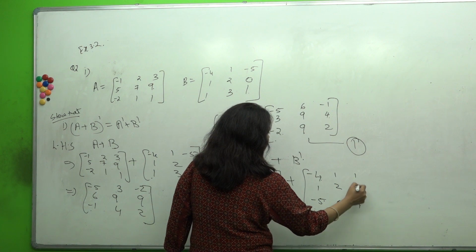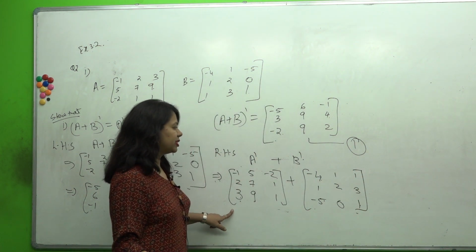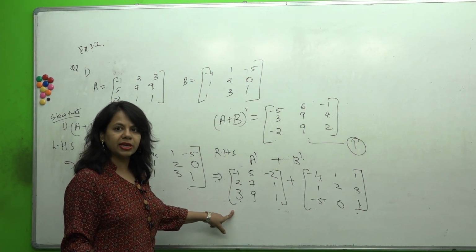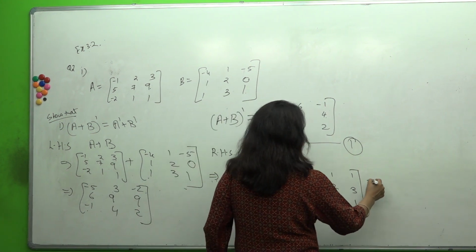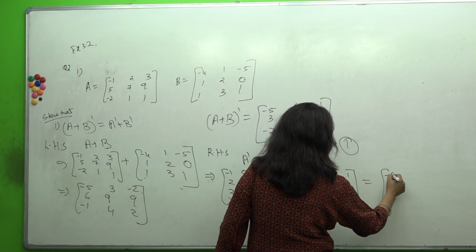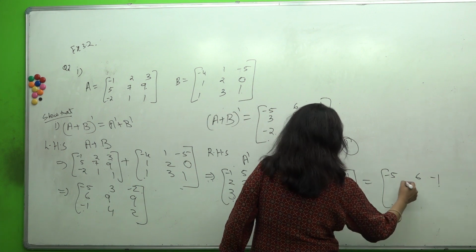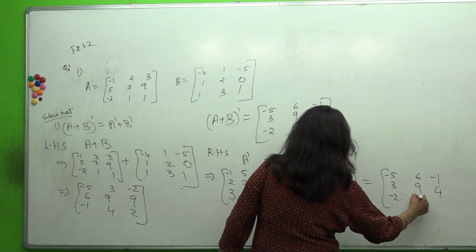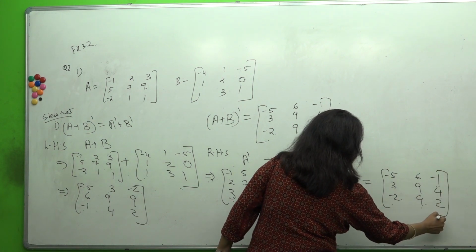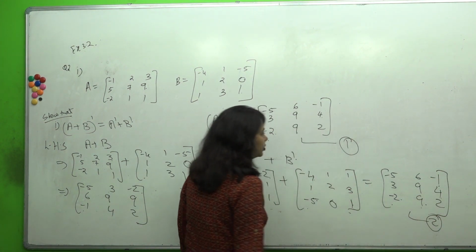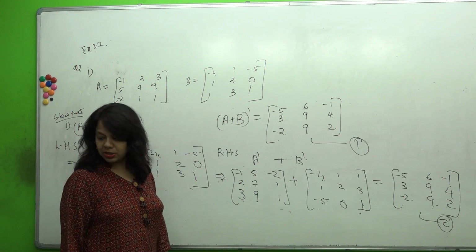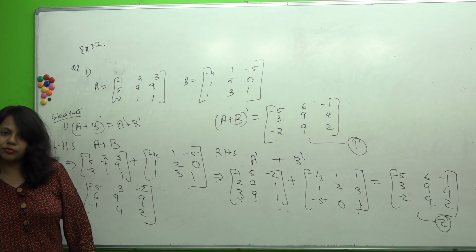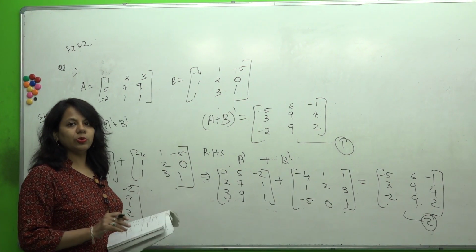1, 3 and 1. So now in the same way I perform my normal matrix addition that we have done earlier. So I get this as minus 5, 6, minus 1, 3, 9 and 4, minus 2, 9 and 2. So from 1 and 2, if you see, I've got LHS is equal to the RHS. I have got both of them to be equal over here.